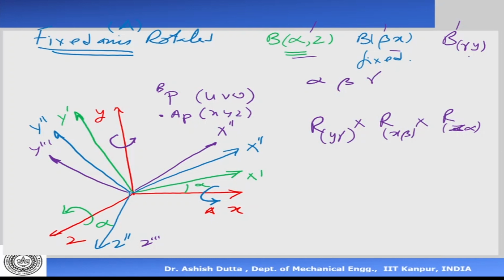Okay, so this was 1, then 2, then 3. But when we are multiplying, it is reversed. We are reversing the order, and this is called pre-multiplying. Okay, please note this very carefully, that you're pre-multiplying when there's a rotation about the fixed axis. Okay, so we pre-multiply the matrices.